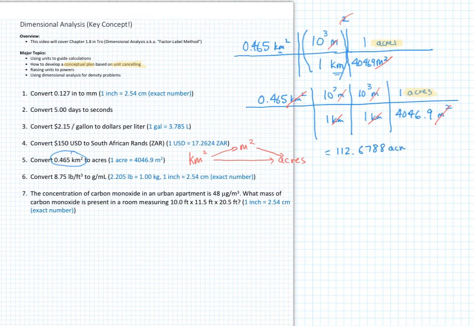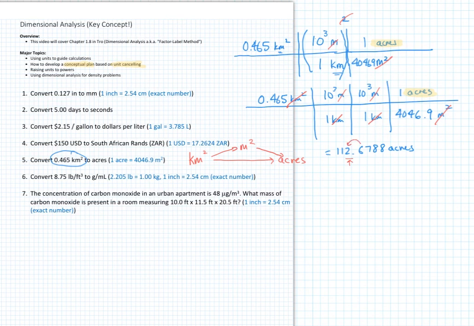Okay, and if I do this calculation, this turns out to be 112.6788 acres. And now I need to go back and check sig figs. So there's 3 sig figs right here. There's an infinite number of sig figs right here. There's an infinite number of sig figs right here. And there are 1, 2, 3, 4, 5 significant figures on this. That means this is the limit. So I'm going to have 3 significant figures on my answer.